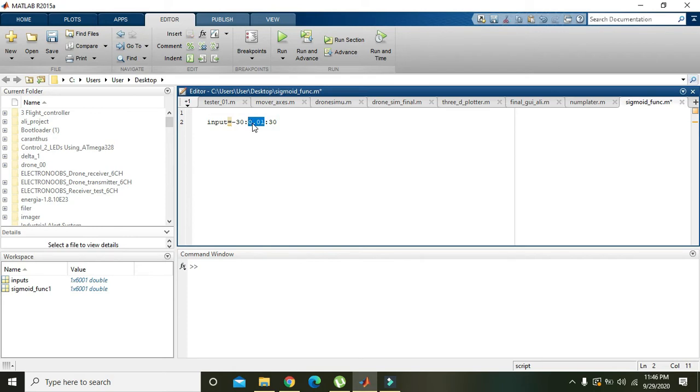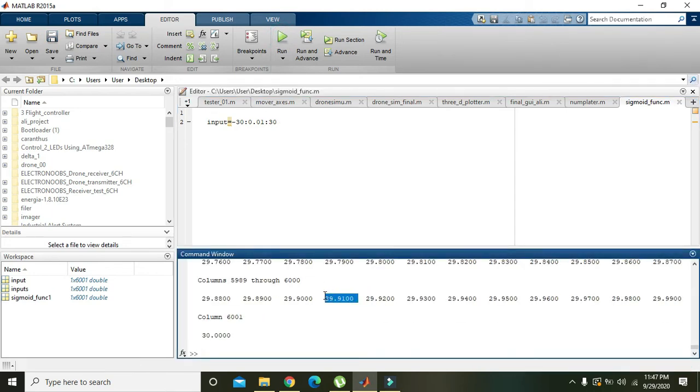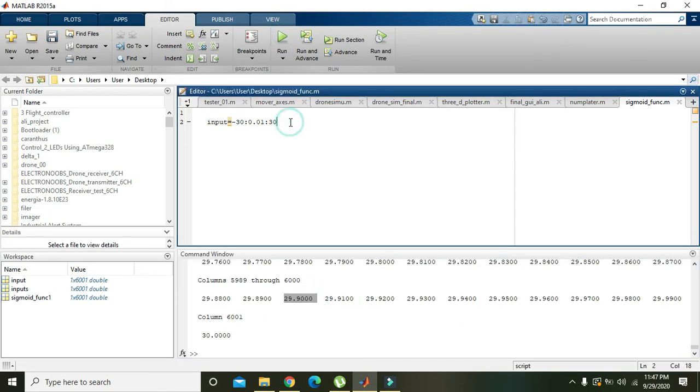It is the difference between two adjacent values, just like minus 30 and minus 29. The other element after minus 30 must have this difference. So it is a complete range of values. We will run it and we will see that we got our input.